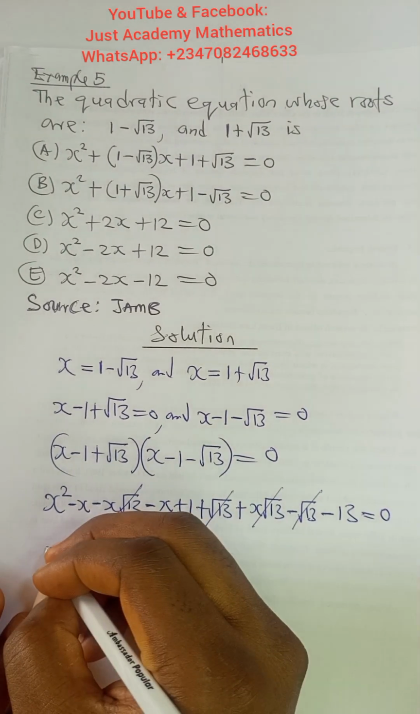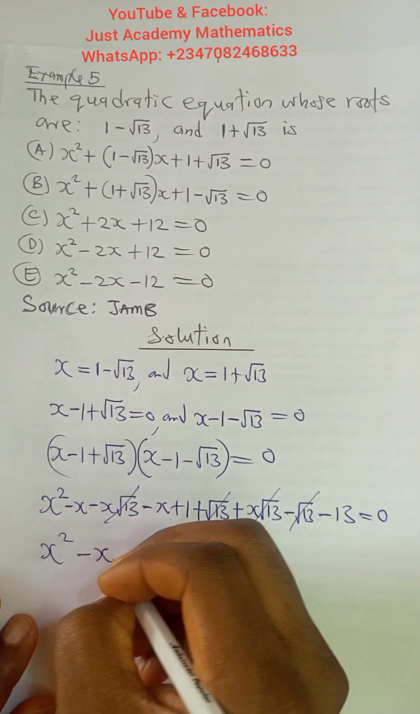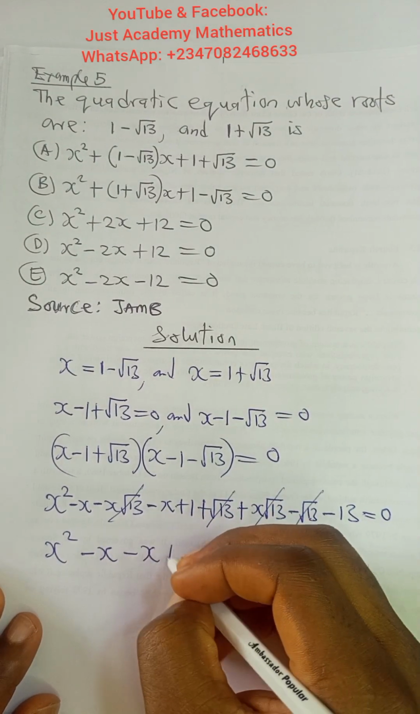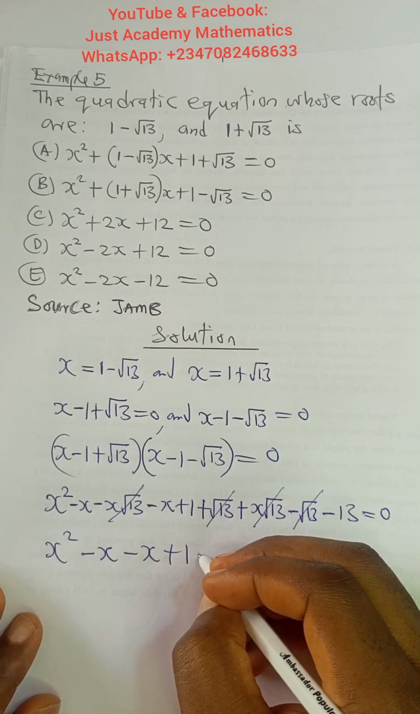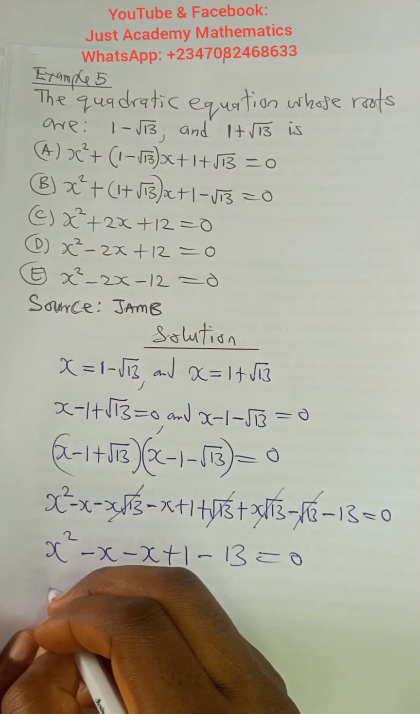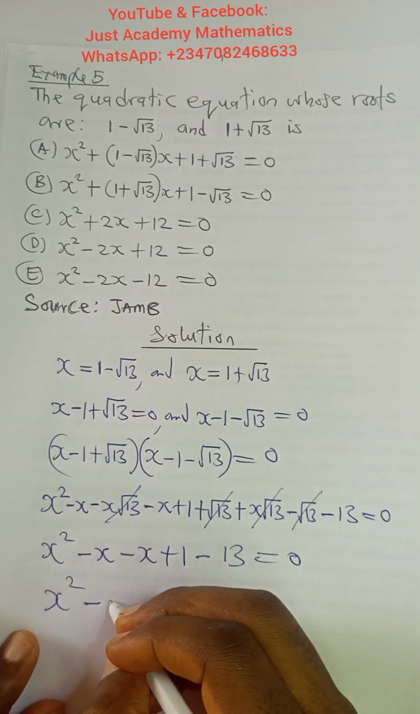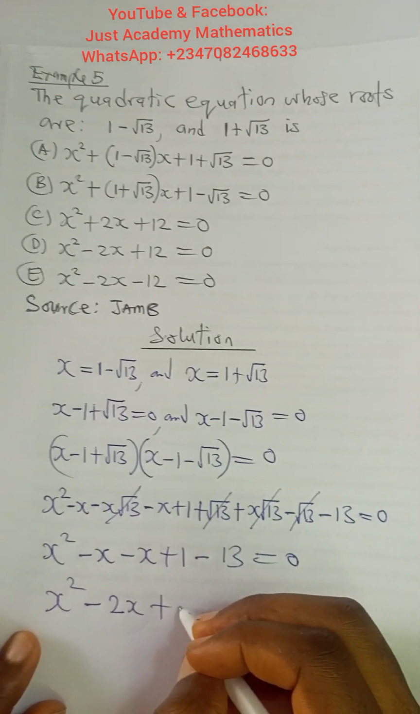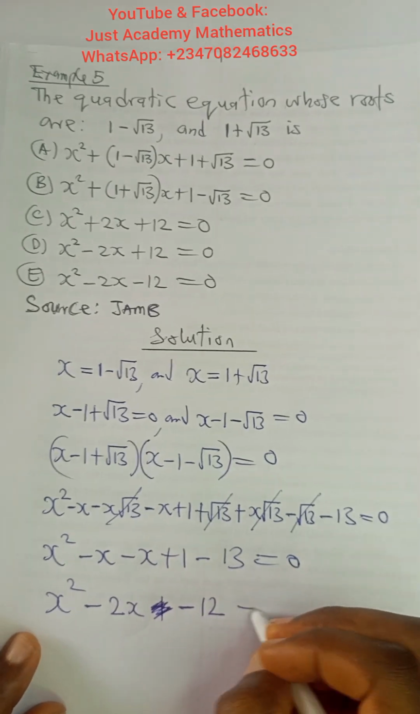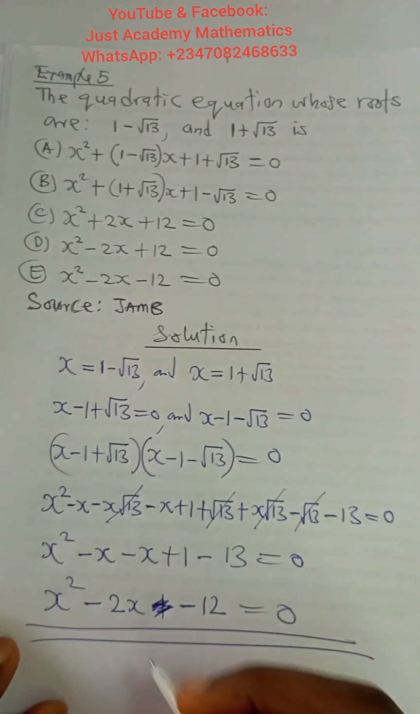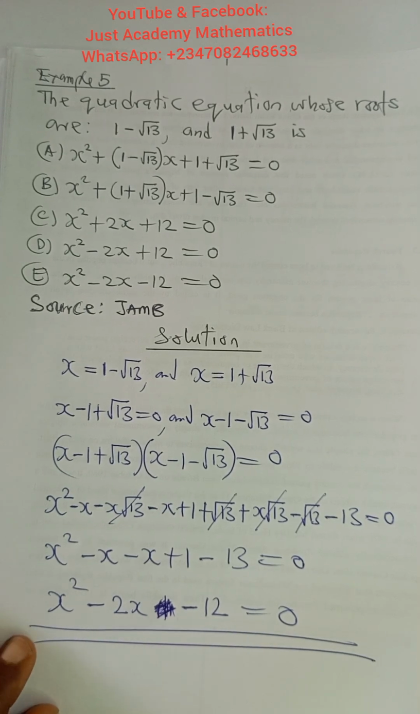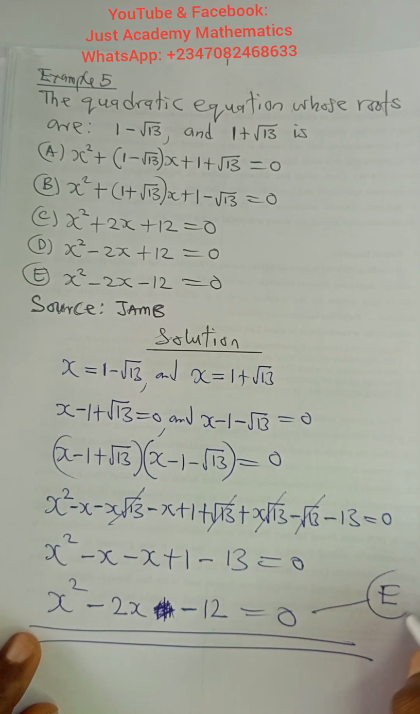So we're actually left with x squared minus x, then plus 1, and then minus 13 equals to 0. So finally, we have that x squared minus 2x plus 1 minus 13, which is minus 12, equals to 0. This is the equation we are looking for. x squared minus 2x minus 12 equals to 0. This time around, the answer is E.